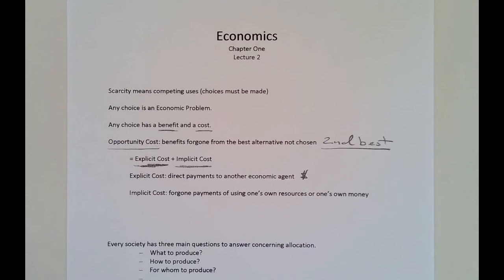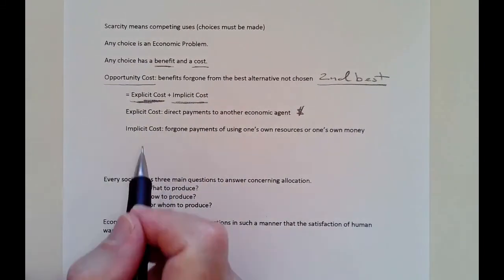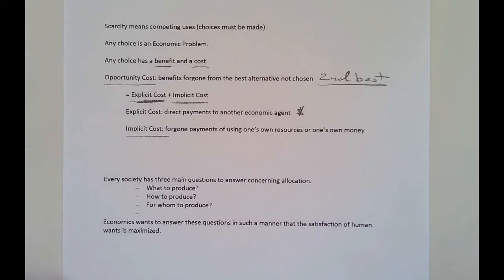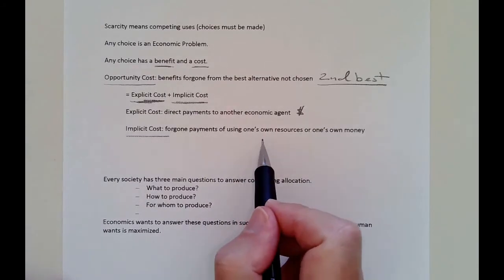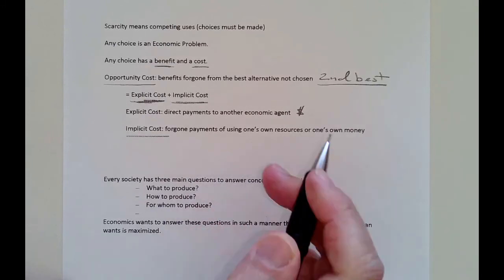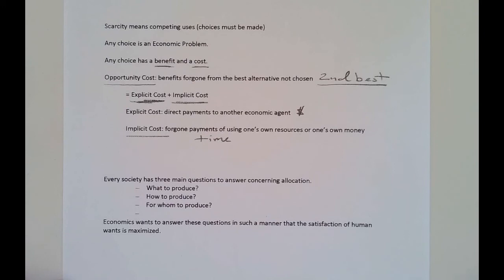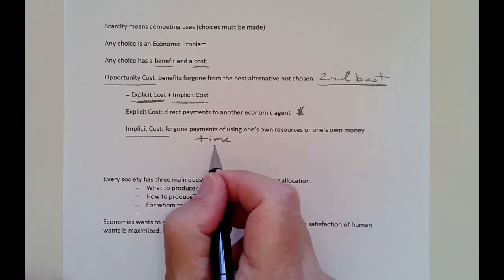Now, a kind of cost that is normally not thought about is your implicit costs. These represent the foregone payments of using one's own resources or one's own money. If you use your own resource, such as your own time, there is an implicit cost. If you run the restaurant that I was talking about and you're the owner, there's an implicit cost of your time because you could be doing something else. Instead of running the restaurant, you could be working for someone else. So one way to measure the implicit cost of your time would be the foregone salary.